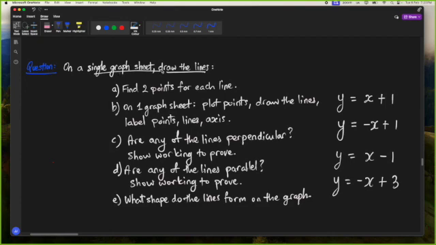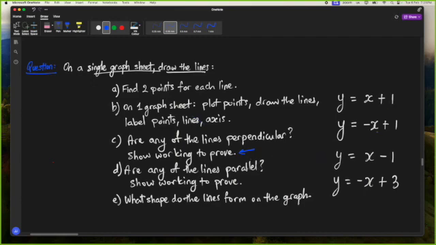On a single graph sheet, draw these lines here. We have the line y is equal to x plus 1, y is equal to minus x plus 1, y is equal to x minus 1, y is equal to minus x plus 3, right? So find the 2 points for each one of the lines. On a single graph sheet, plot the points, draw the lines, label the points, the lines, and the axis. Are any of the lines perpendicular? Show working to prove that they are perpendicular.